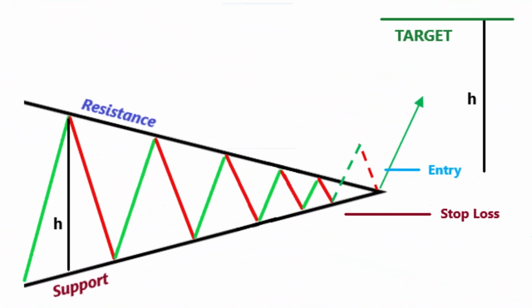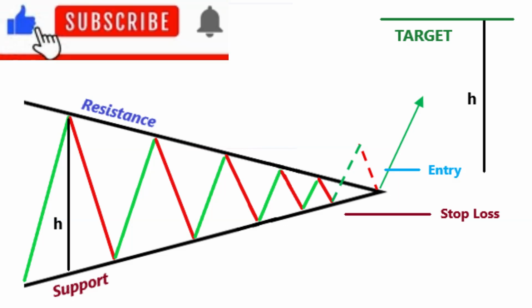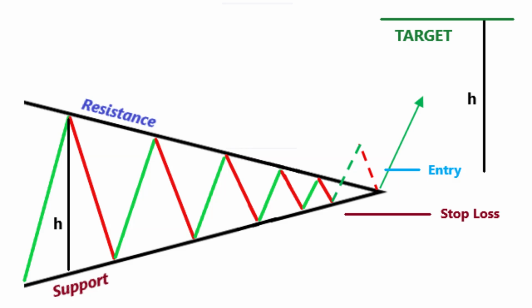Target setting. The target is calculated using the height of the symmetrical triangle pattern. The distance from the base to the top of the triangle is measured and added to the breakout point. The target price is determined as the breakout point plus the height of the triangle. This method allows the target to be set in a mathematical and logical way. Entry and stop loss are critical for applying the target safely. In short, entry is after retest confirmation, stop loss is just below the support line, and the target is calculated using the triangle's height.